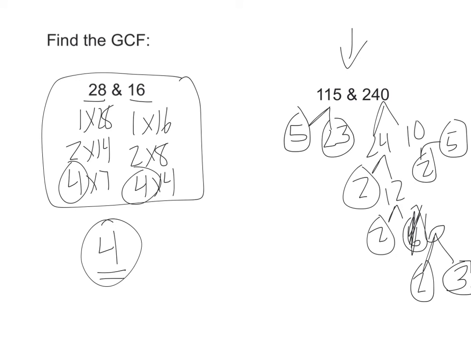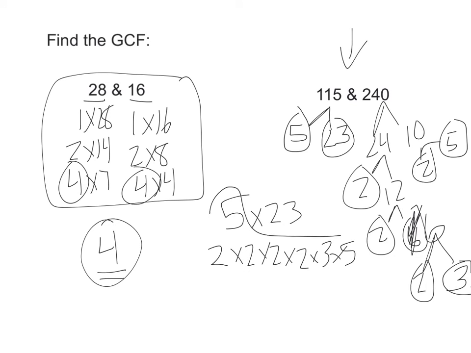Okay, when I look at these, I have 5 times 23 and 2 times 2 times 2 times 2 times 3 times 5. What is the same from the top list to the bottom if I want to find a pair? My 5s. I don't have anything else in common. So 5 is my greatest common factor. If I had 2 things in my list that they had in common, I would multiply those 2 things to find my answer. All right, it'll be time for questions.